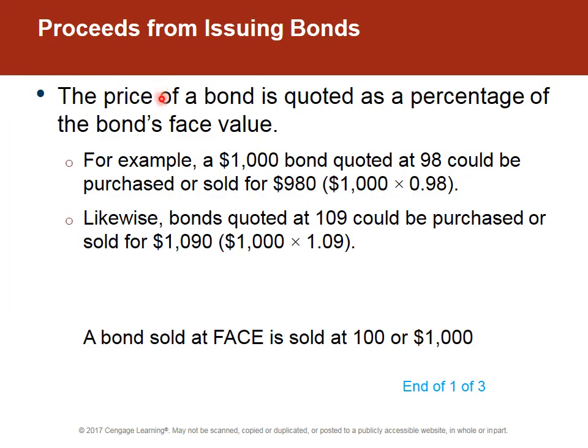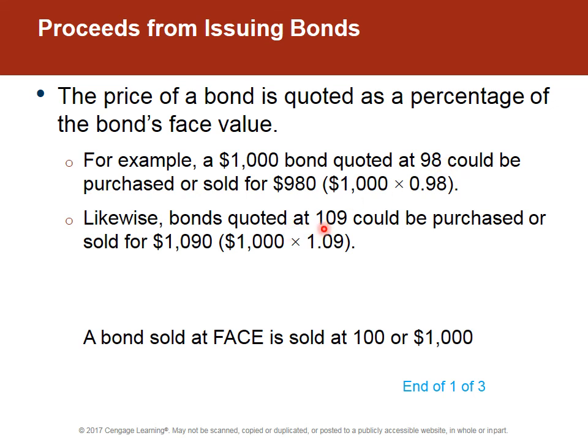Okay, so the price of the bond is quoted as a percentage. So let's come down here to start. A bond sold at face is at $100 or $1,000. A $1,000 bond quoted at $98, well, you should immediately go, well, they're only going to get $980 for a $1,000 bond that they have to repay $1,000 to the bondholders. They must have had a bad interest rate compared to other bonds.